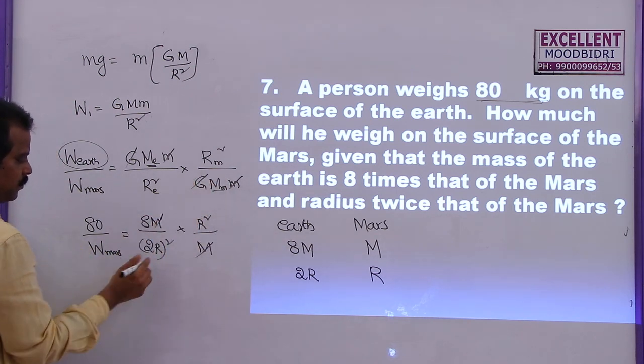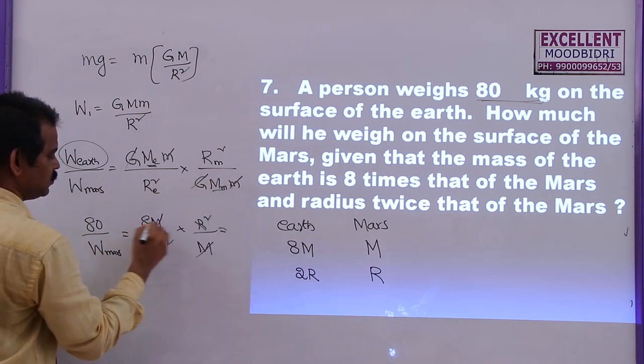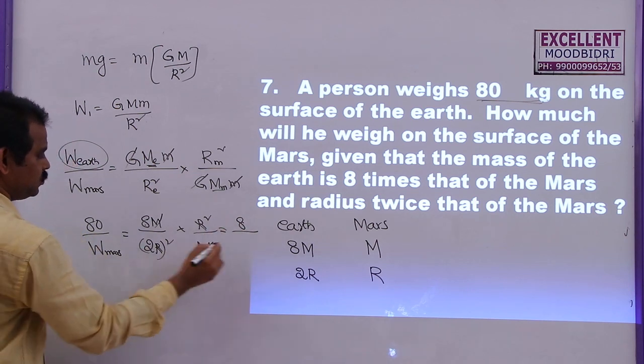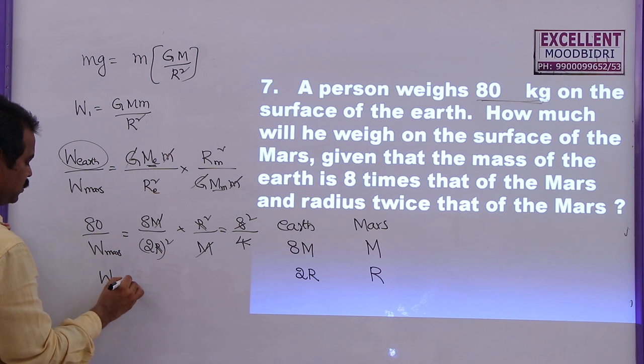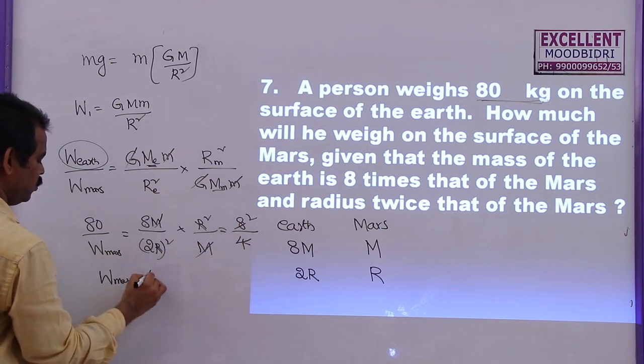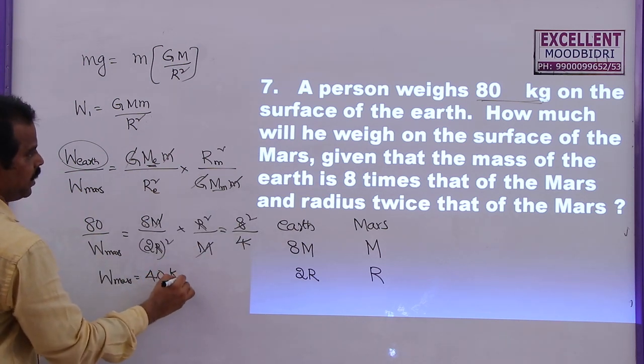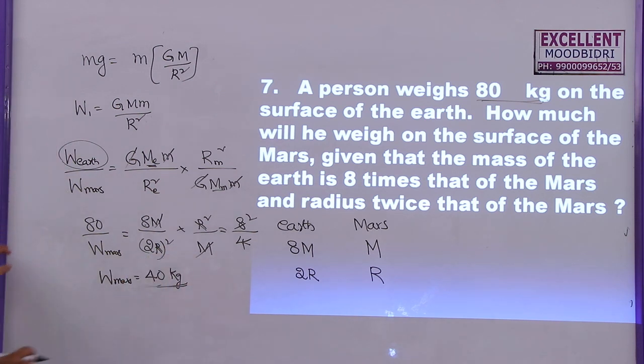You can cancel the m and m, this r and r get cancelled, this will become 8 by 2 square, is 4, ones 2. So weight of the person on the Mars is given by 40 newtons. As it is given in kg, you take it as 40 kg.